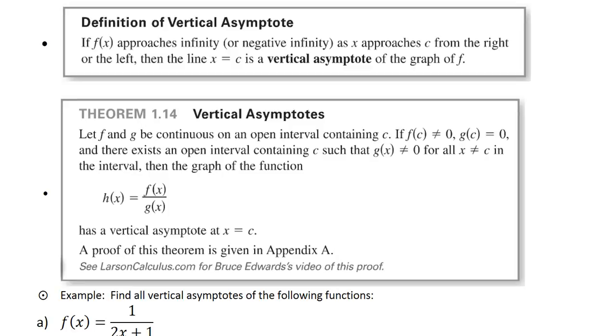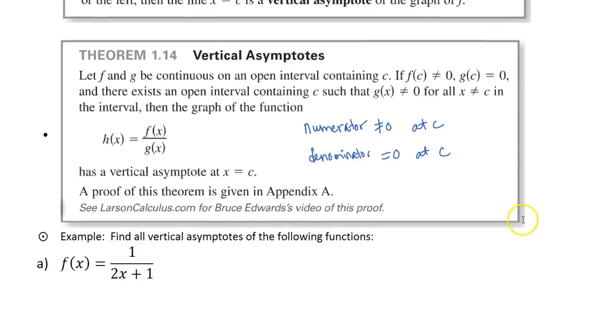So what we're looking at is a rational function where the numerator is not equal to 0 at c and the denominator is equal to 0 at c. Another way to think about it is that we're looking for the non-removable discontinuities. So if it makes the numerator 0, that means that something could have factored out, and that is just a hole in the graph.